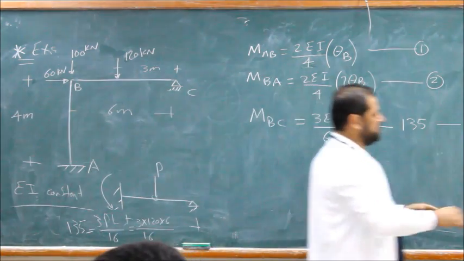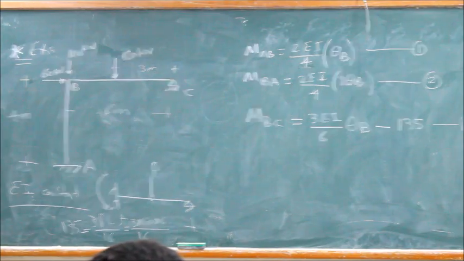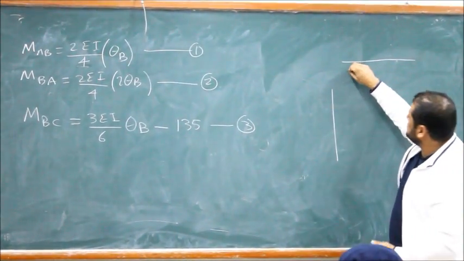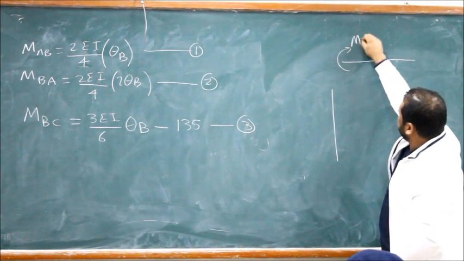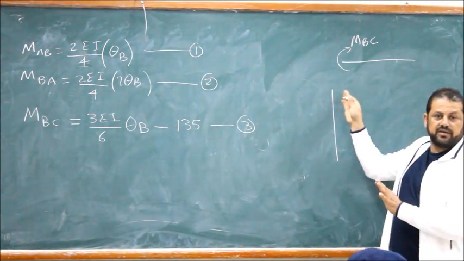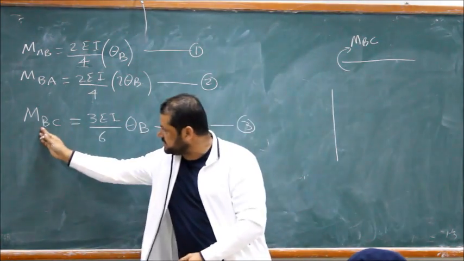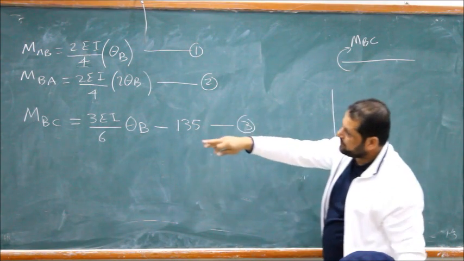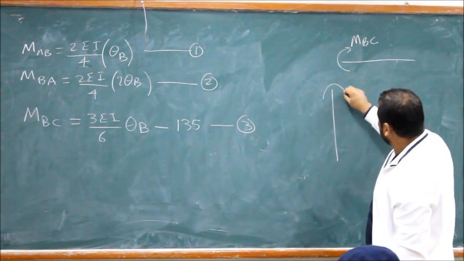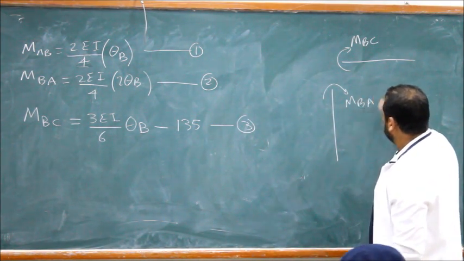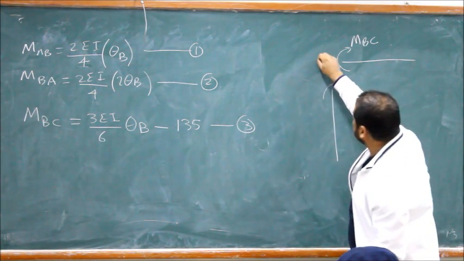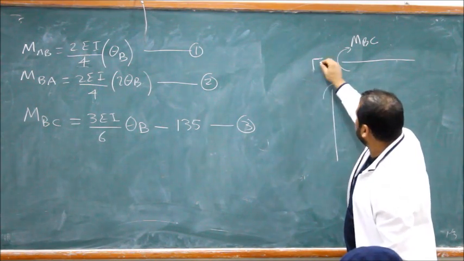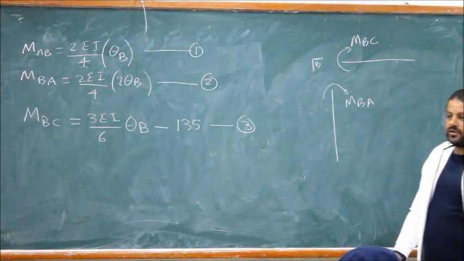Again, if we do it again, I will repeat. So that's one number and that's one number. This is what we are calculating, MBC from the equations. If MBC is positive, it means this way, clockwise. And MBA, right? And this is your joint B.